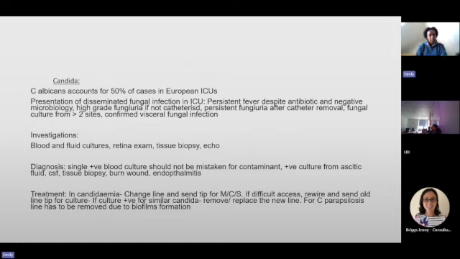How do you investigate this patient? As I said, don't forget to do a retina exam for the patient. Don't forget to do an echo for the patient as well.